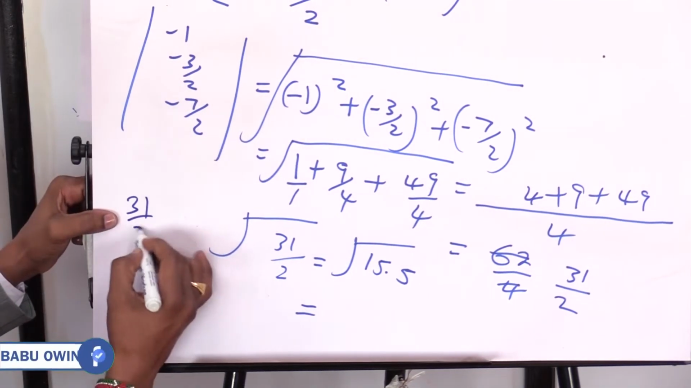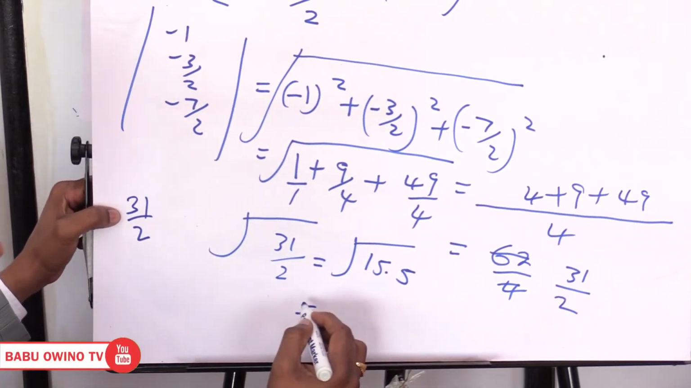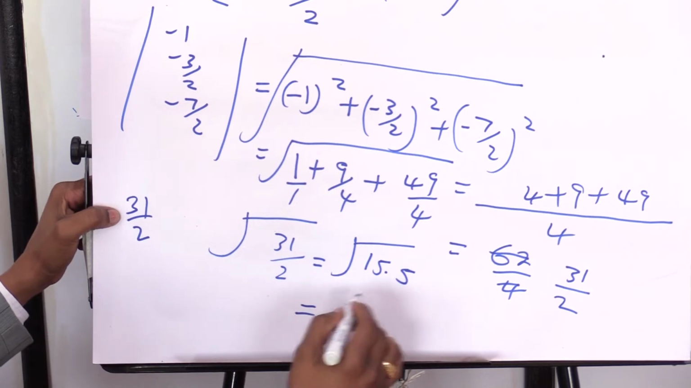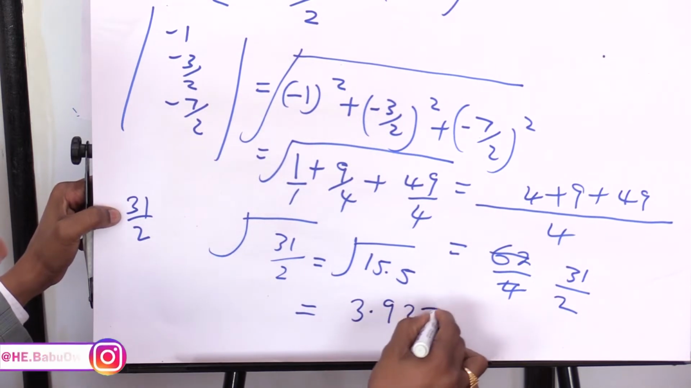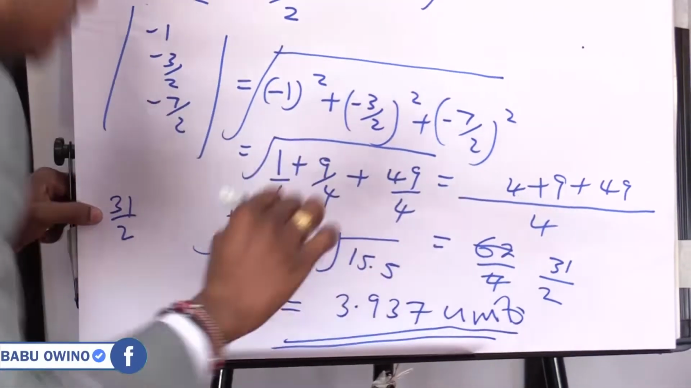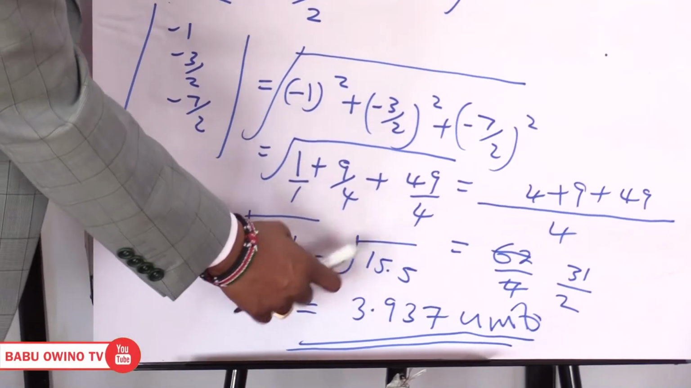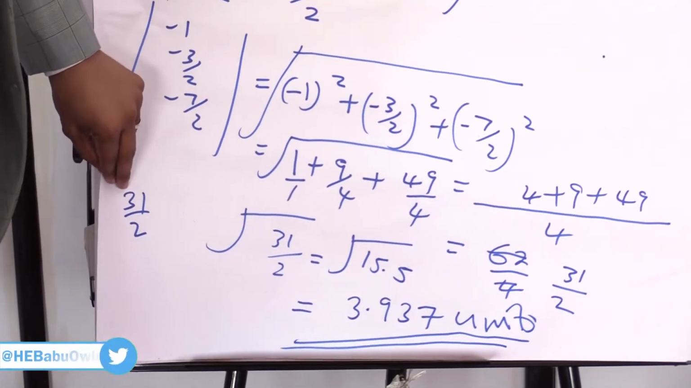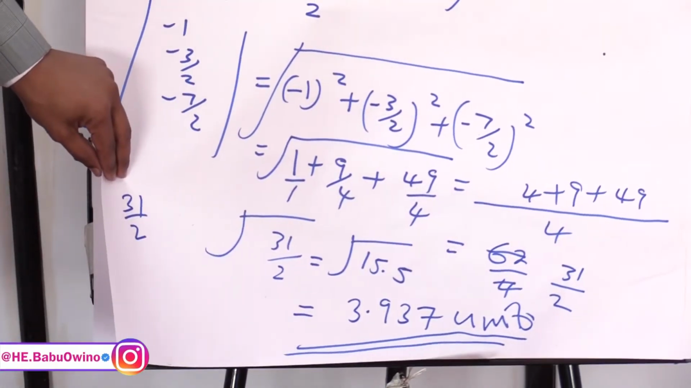What is 31 divided by 2? The answer is 3.937 units. So that's it. Remember, you don't leave your answer at this stage where you say square root of 15.5. You simplify it, you solve it. Okay?